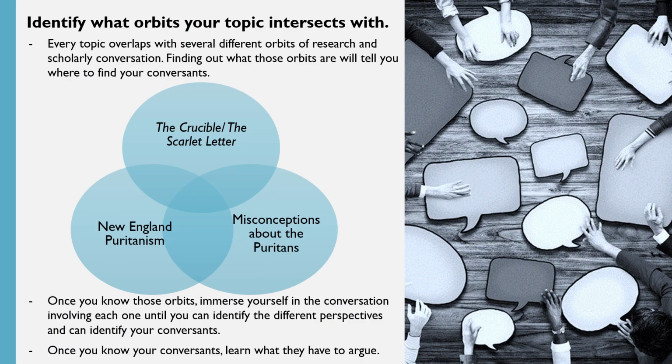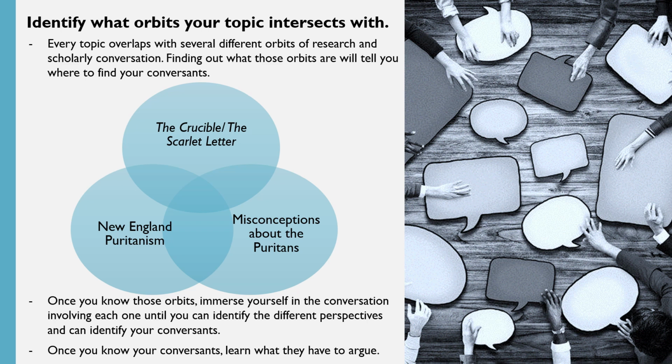Now that you have a research question and a research problem, identify what orbits your topic intersects with. Every topic overlaps with several different orbits of research and scholarly conversation. Finding out what those orbits are will tell you where to find your conversants.